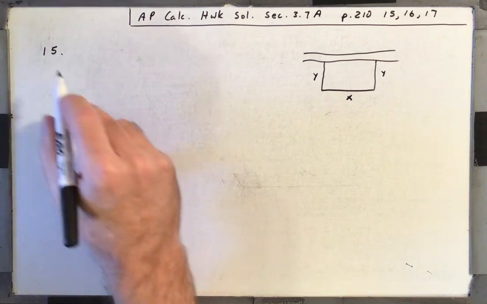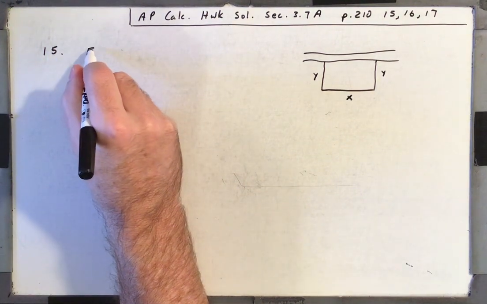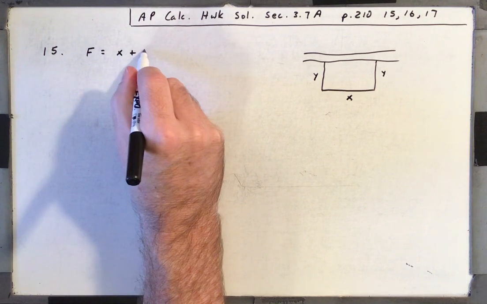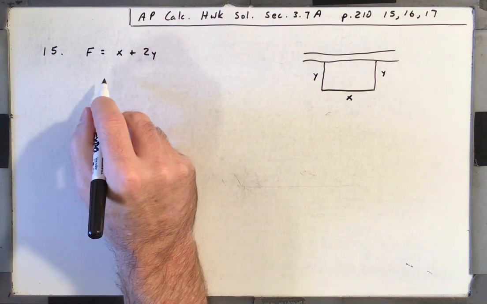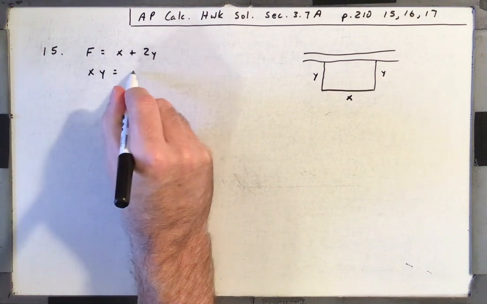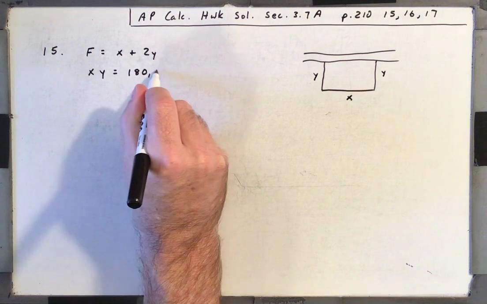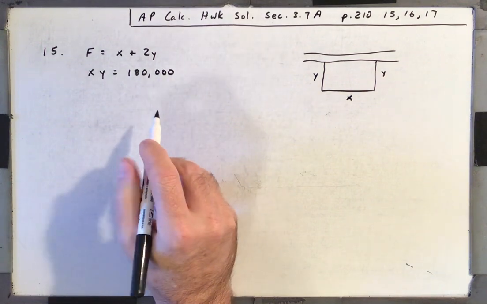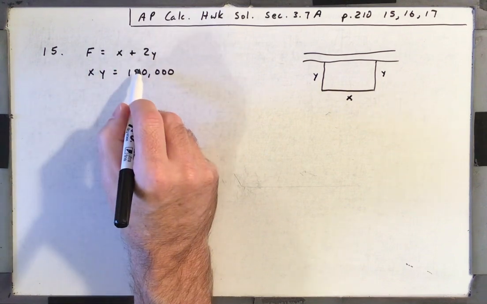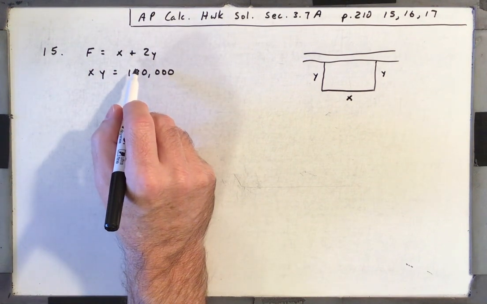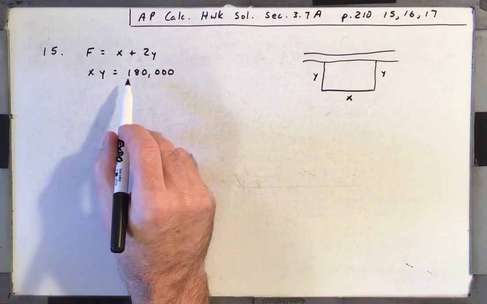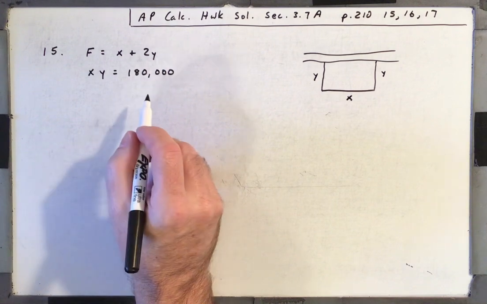Okay, so we know that the fencing, I'm just going to call that F, is equal to x plus 2y. And then the area would be x times y, and that's equal to 180,000. But we're going to take the derivative of F because we're trying to minimize the amount of fencing. So we'll make a substitution here. It doesn't matter which one you use, I don't think.